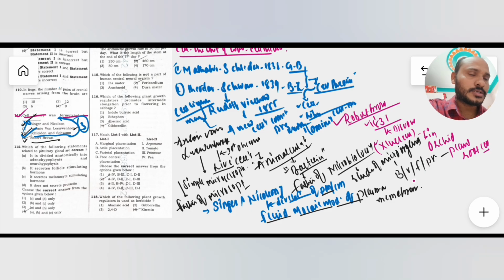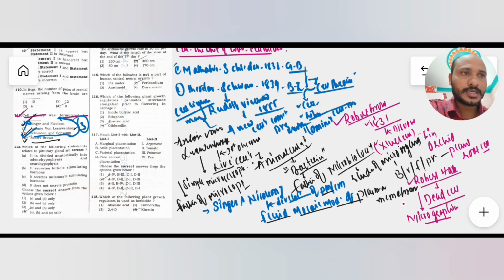Here you also remember Robert Hooke. He was the first person to observe cells, but he observed dead cells in plants. He also wrote a book called Micrographia. So this is all about the various scientists and their contributions.